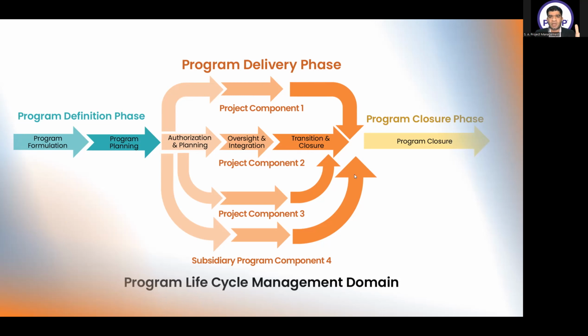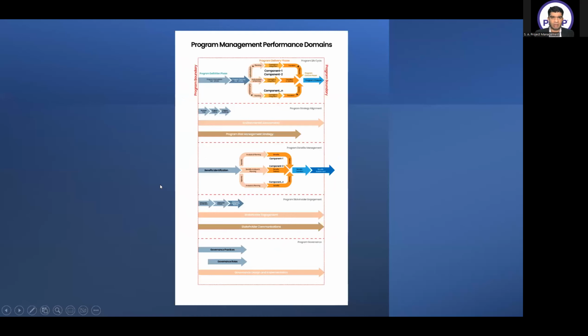Once all the components have been closed, then we can go to the program closure phase, in which we are again working at the program level. So I would say that the program definition phase and program closure phase work at the program level. We are consolidating everything and looking at the program level things directly. And in the delivery phase, we are working at all the components, and these can be any number of components that we have in our program.